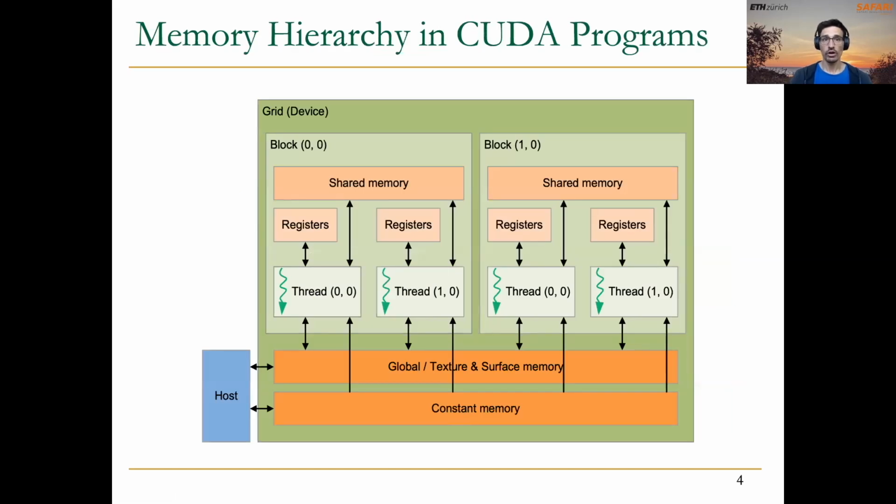Remember as well the memory hierarchy in CUDA programs, where different threads sharing the same block can access their own registers, but they can also share data using the shared memory. There is an on-chip scratchpad in each GPU core. And thread blocks and threads belonging to different thread blocks can access common data from global memory or constant memory that are off-chip.